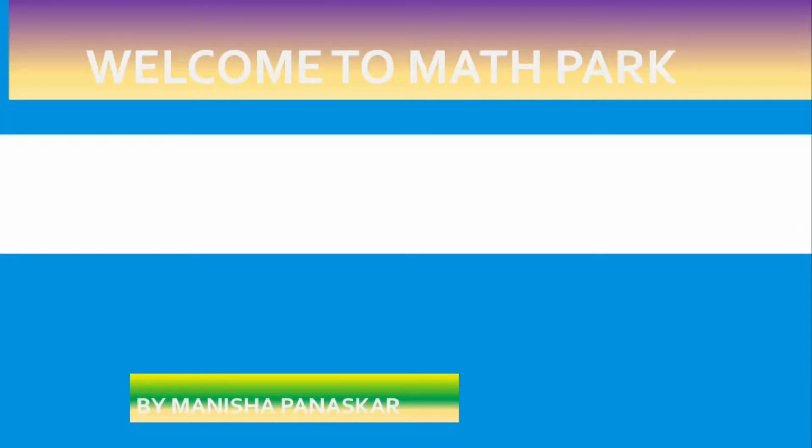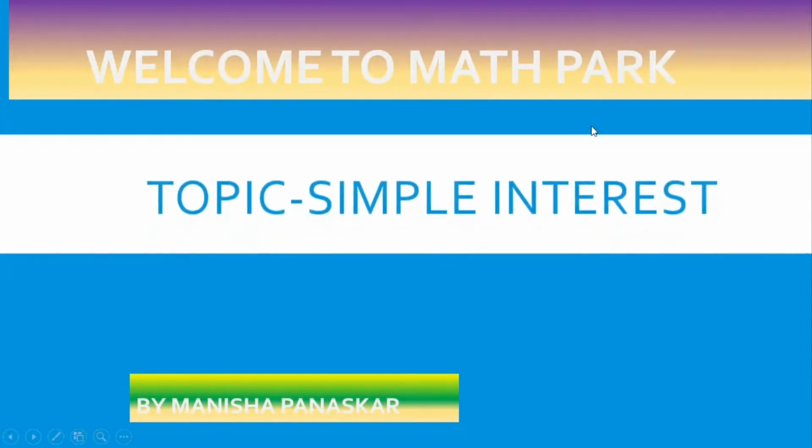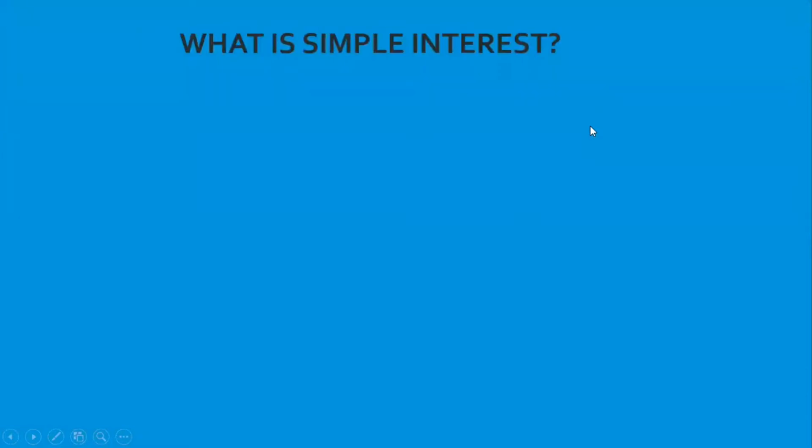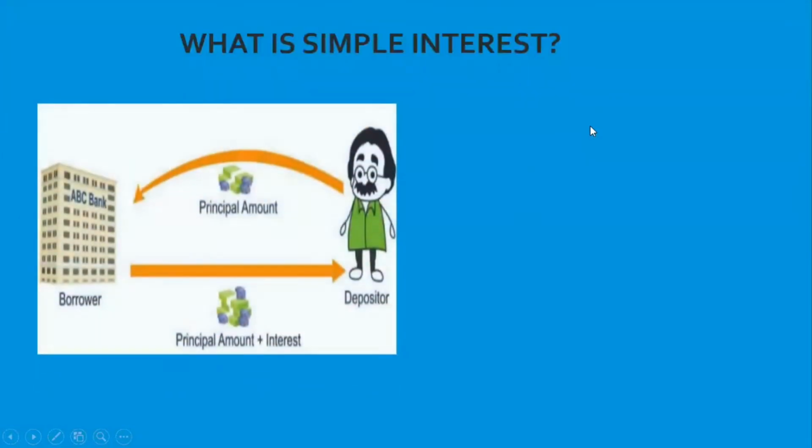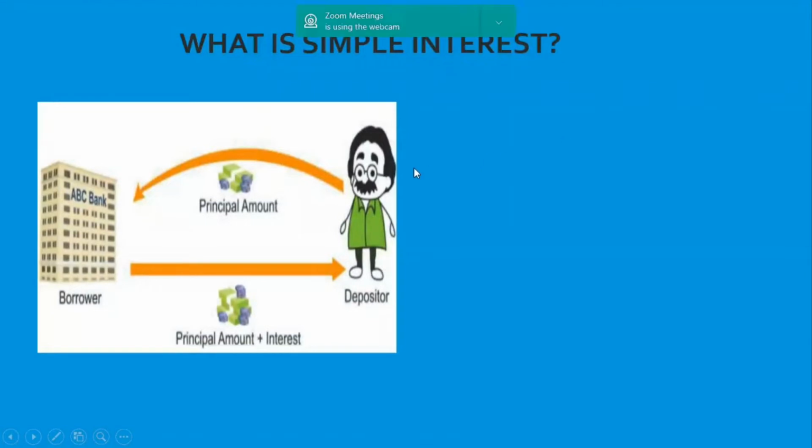In our park, today we are going to learn about simple interest. So, very interesting topic, children. So let's understand what a simple interest is. When we deposit money in a bank, it gives us something for using our money. That extra money we get is called interest. And the amount we finally get is principal plus interest.